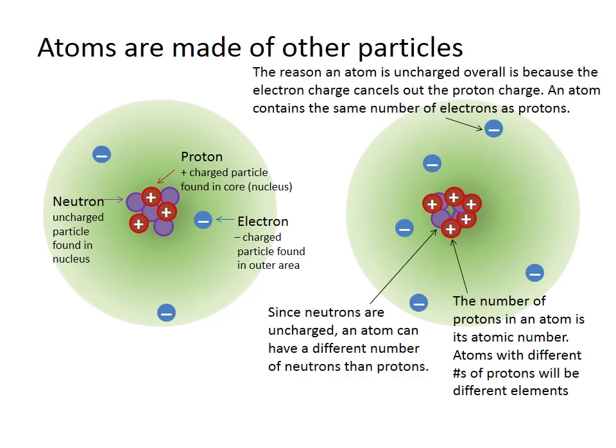Atoms are made of other particles. As you can see, inside the atoms we have neutrons, protons, and electrons. The protons are positively charged particles found in the core. Look, we see them in this picture noted with red circles. Neutrons are uncharged particles also found in the nucleus. They're denoted by purple circles.